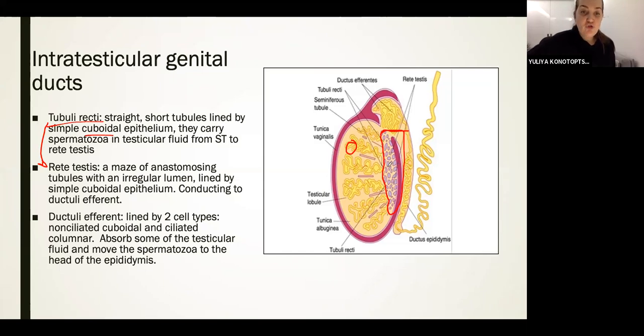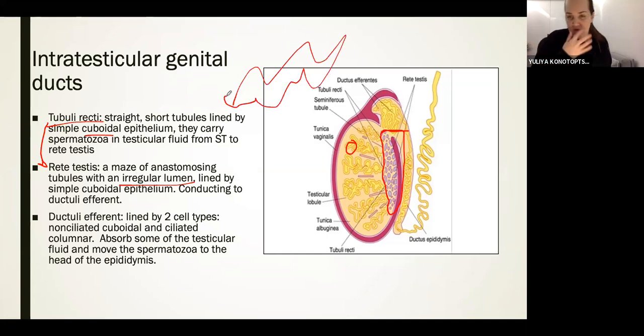Rete testis are known for their super irregular lumen. So if you see a tube and its lumen looks something like this, super, super weird, I don't even need to know anything else. Where is it located? I can tell you that's rete testis. That's the only tube in the testicle that has this irregular appearance.